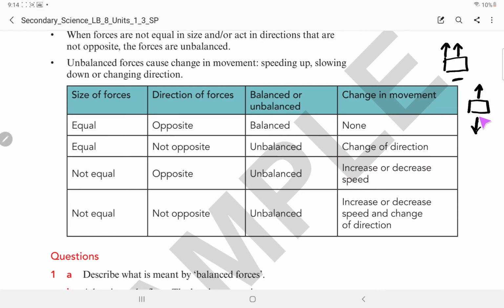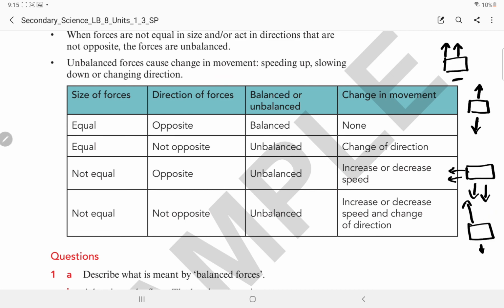Equal sizes in opposite directions means the downward force is balanced by the upward force. If there is only an upward force, or only a downward force, or only a sideways force, these cases are all unbalanced forces. So there will be a change in the direction in which the force is acting. Next, the size of the force is not equal. For example, if it is a larger force or a smaller force, in these cases the size of the force is not equal. So this is an unbalanced force.